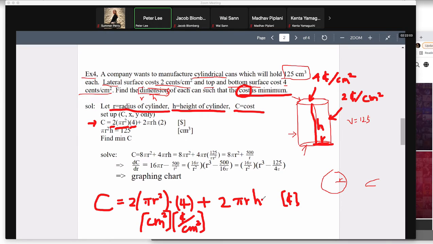Here we have to multiply by 2. Same thing here. So this guy, R is centimeter, and then h is also centimeter, and then what is this 2 here? 2 is cents per centimeter square. So if you look at all the units here, then it will be cents. So make sure you think about the units, okay? So that's why the final unit will be dollars.